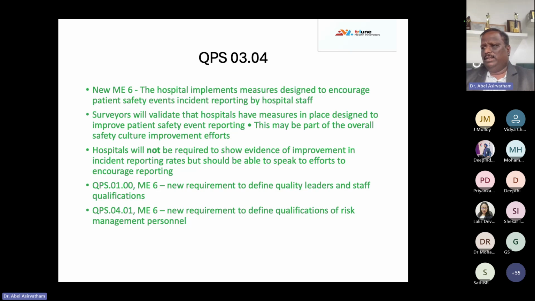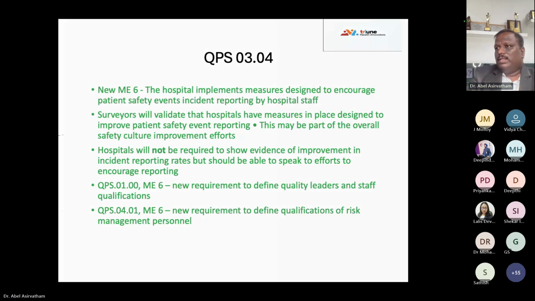Okay. Then it talks about the new requirement defining quality leaders and staff qualification. Okay, so it can be any quality qualification in healthcare. It need not be CPHQ alone. This we clarified also. It can be anything, any quality qualification from a recognized institution that will do for it. The new requirement to define qualifications of risk management personnel. Okay, for example, what are the certifications he or she has undergone to be qualified as a risk management officer? Anything from a recognized institute should suffice.